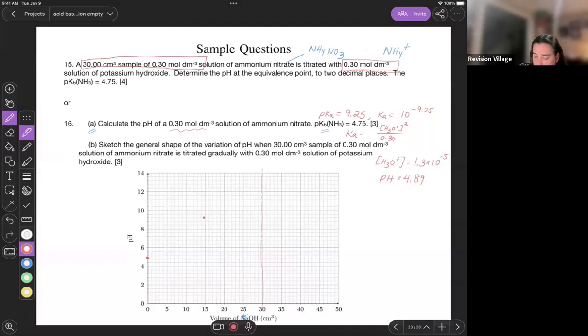The last point that I think I should be able to put in is going to be that at really, really large volumes of the base added, the pOH should approach minus the log of 0.3. It's about 13.5. Oh, sorry, that's about 0.5.